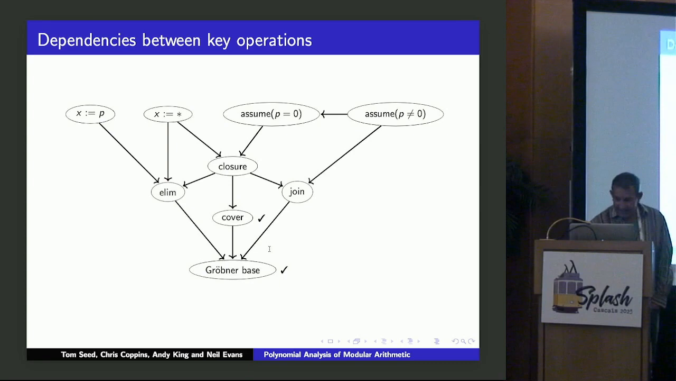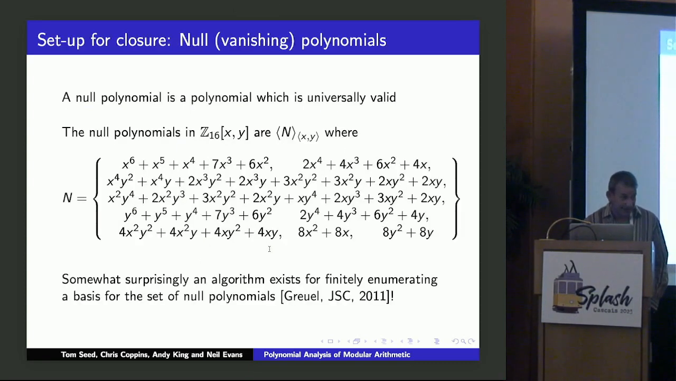But what we want to get to is the notion of a closure. We want to get a finite representation of all the entailed polynomials so that we can compute our join. And for that we need a bit more stuff, I'm afraid. Thanks for your patience. What we need is the notion of a null polynomial. And we thought we'd found something new in terms of a null polynomial. A null polynomial, to use our terminology, is a polynomial that is vacuously satisfied.